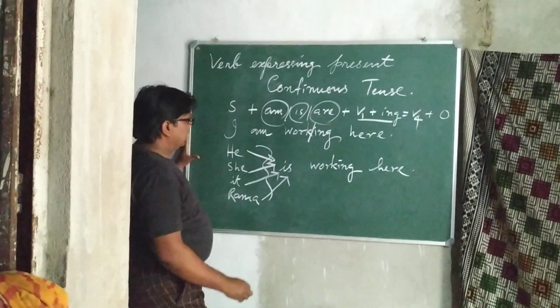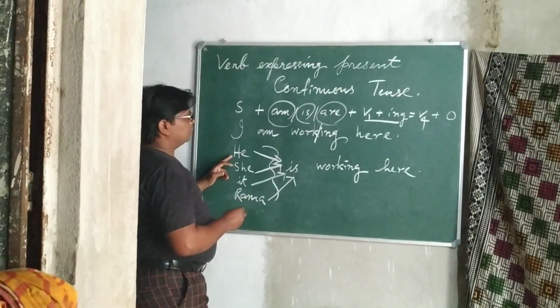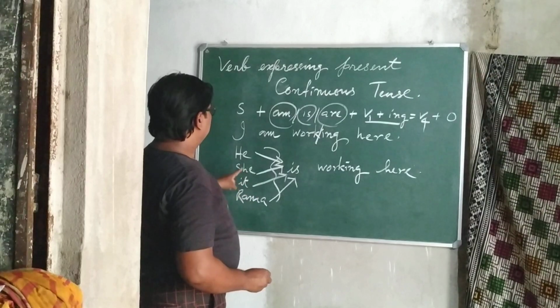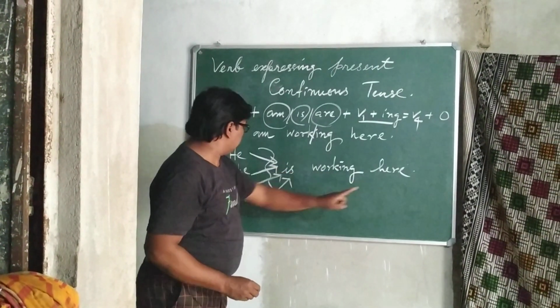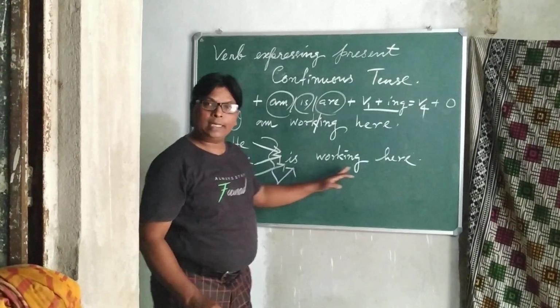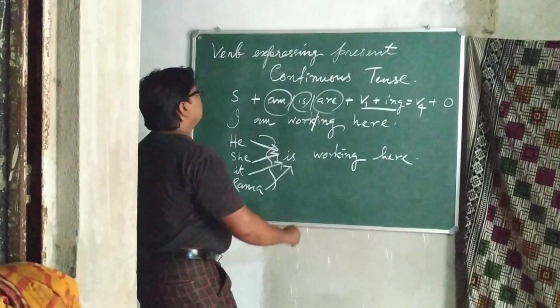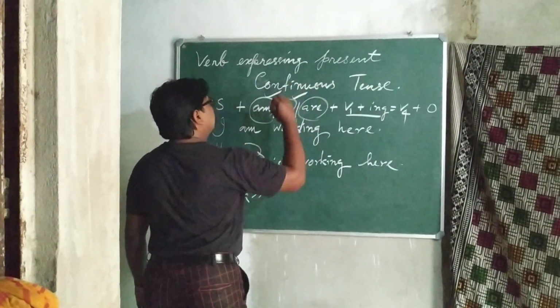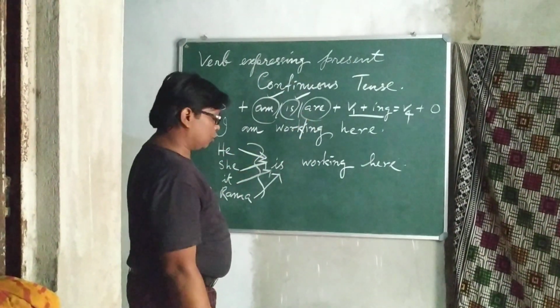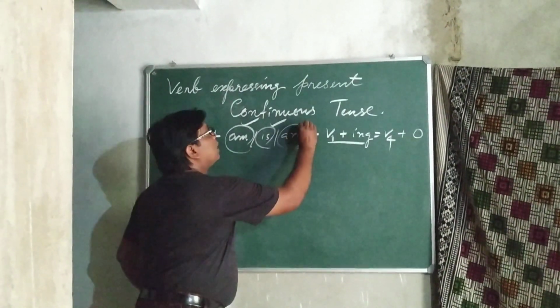So here is is used with the third person singular subject. He is working here. She is working here. It is working here. Rama is working here. Now we have completed am and is. Now we will see about are.